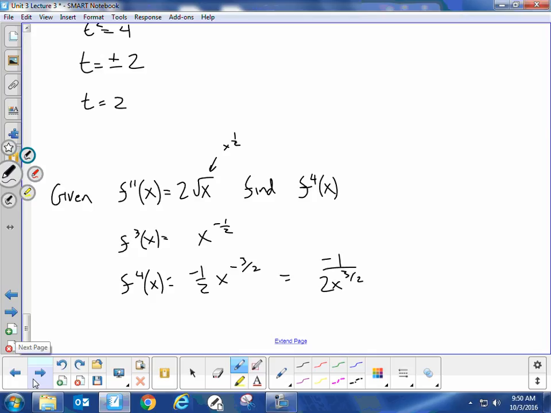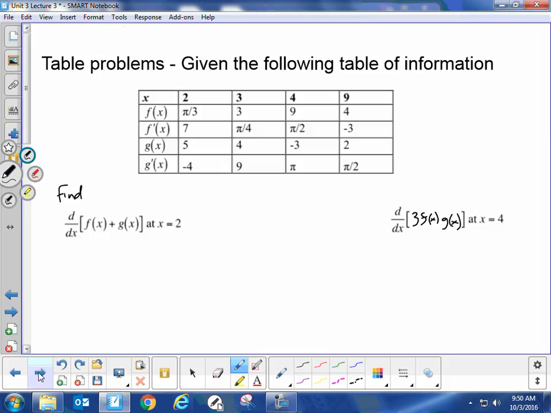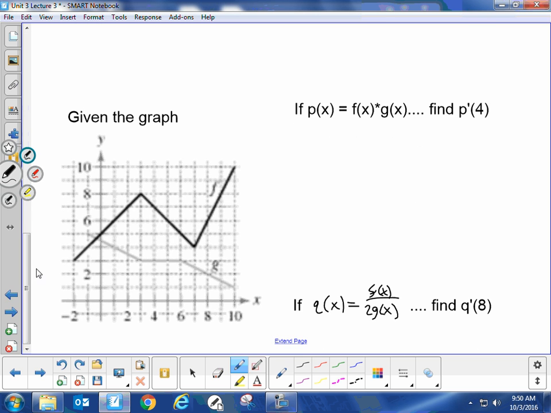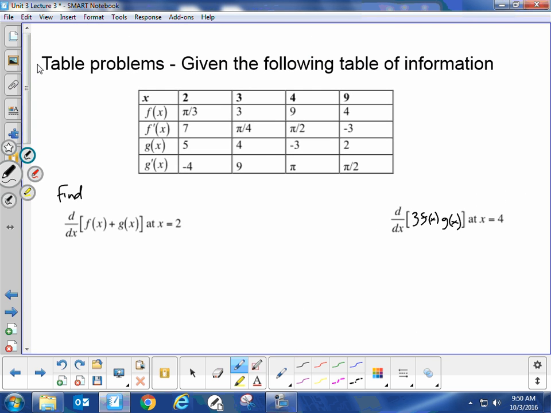Now we're going to get into tricky problems that always show up on the AP exam. They're called table problems. And we will be given information, whether the information is in a table or the information could be given to us in a graph. And then we are not given an expression for f of x or g of x. Instead, we just have questions like this and this. So write down those questions. This being our first question that we are going to conquer, and this being our second.